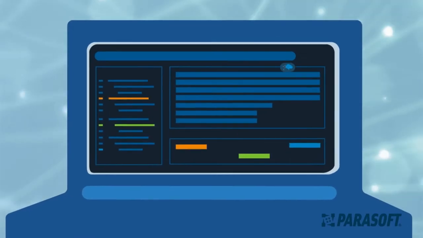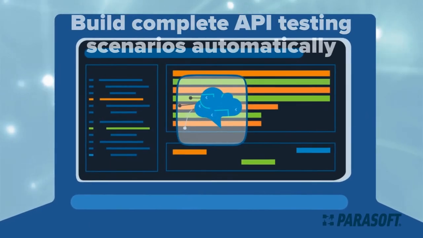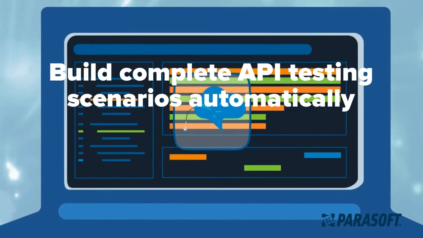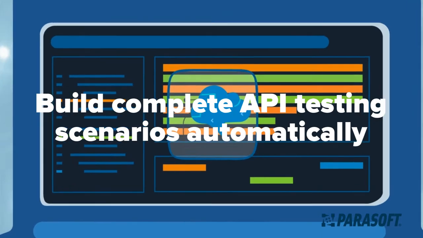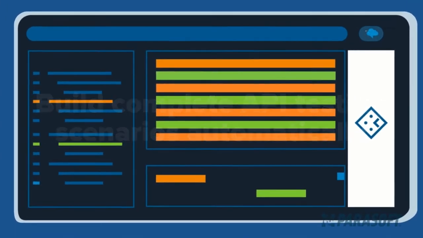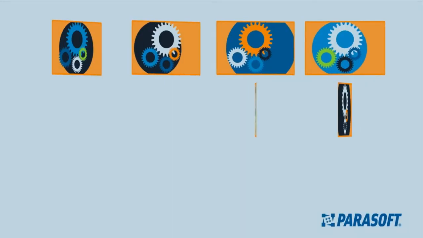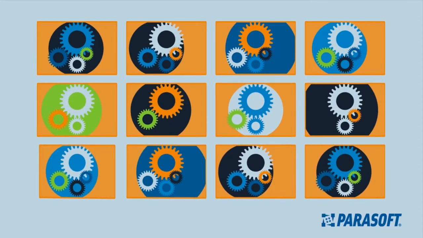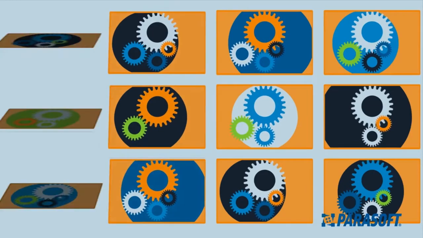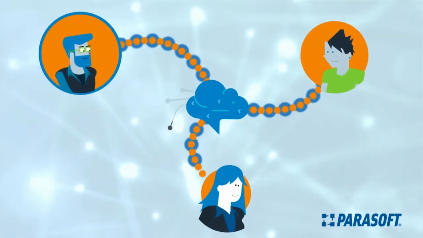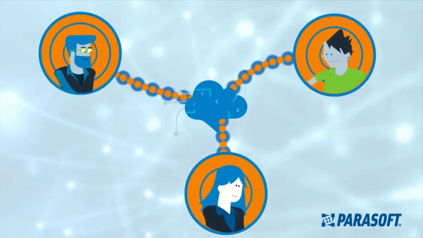SOAtest's smart API test generator leverages artificial intelligence to understand your API calls and build meaningful, complete API test scenarios automatically. Machine learning is then employed to learn about the underlying business logic from any test in your test library, enabling the tool to intelligently create or update any of your test assets in exact accordance with how your business has decided to test that API.